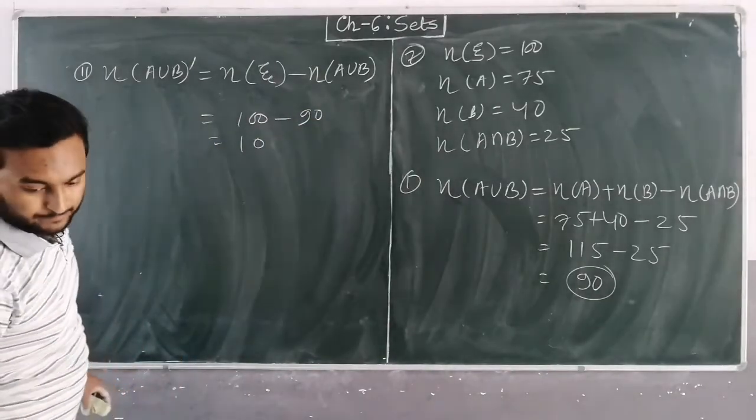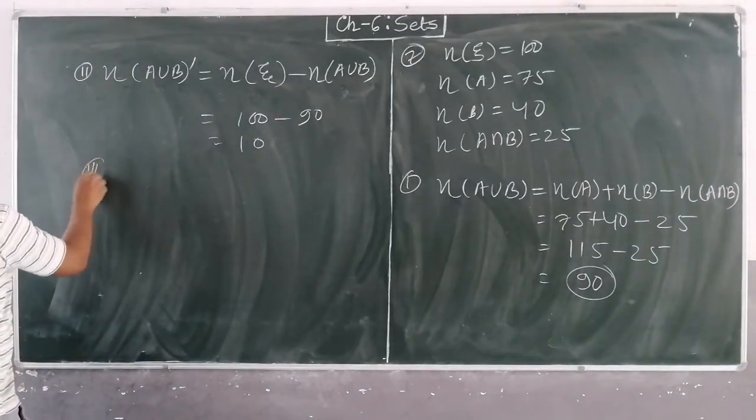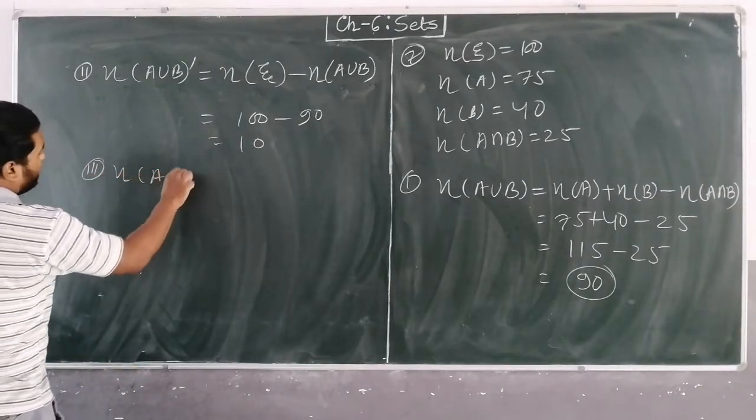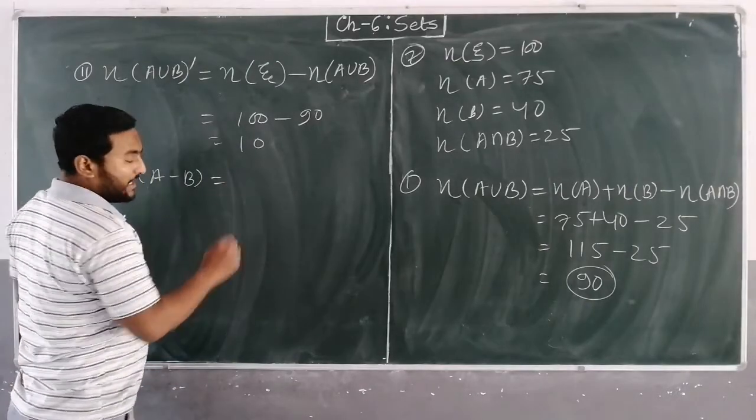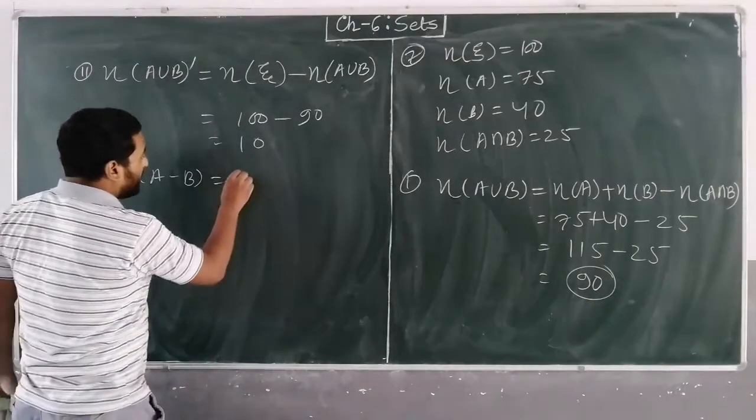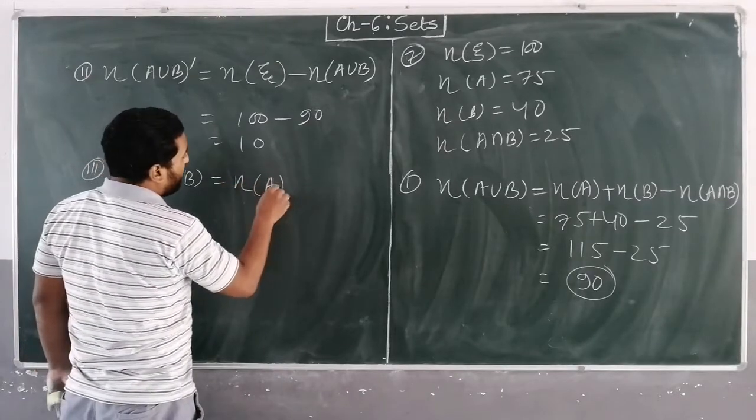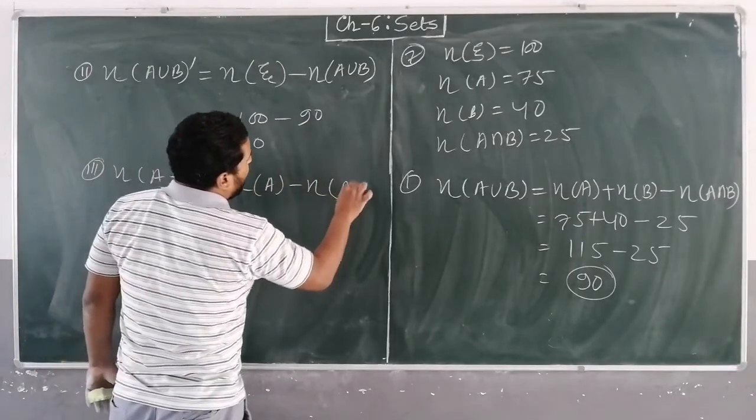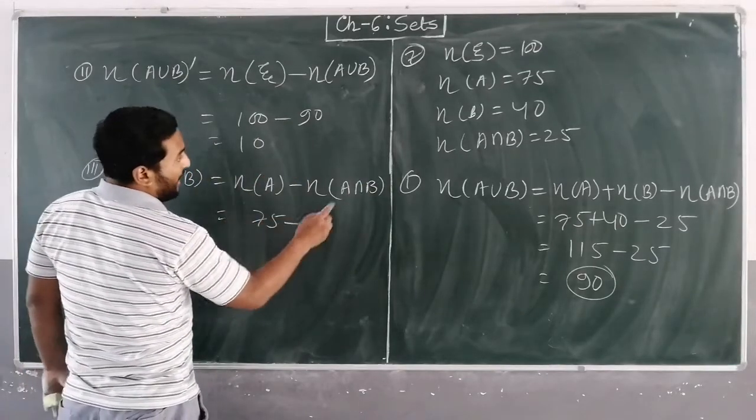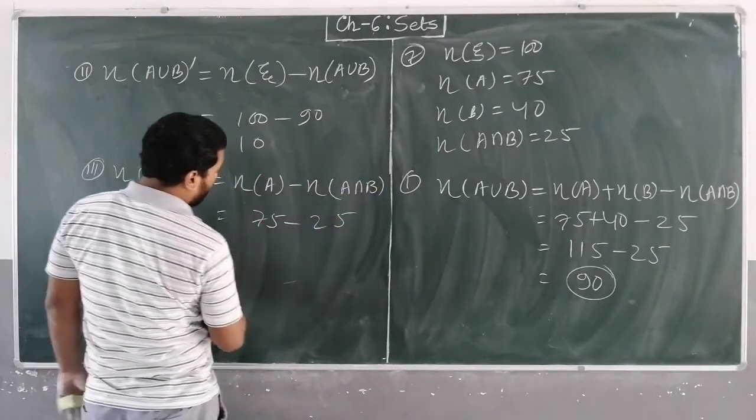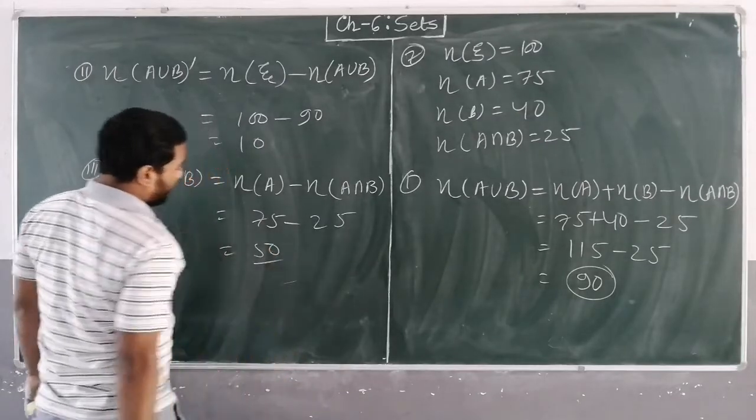Okay. Now third part, cardinality of A minus B. This formula we have derived also. There is a relation: cardinality of A minus B equals cardinality of A minus cardinality of A intersection B. Cardinality of A is 75 and A intersection B is 25. So that is equal to 50.